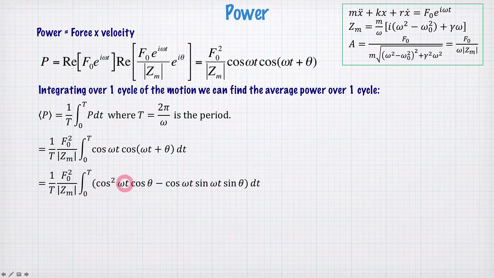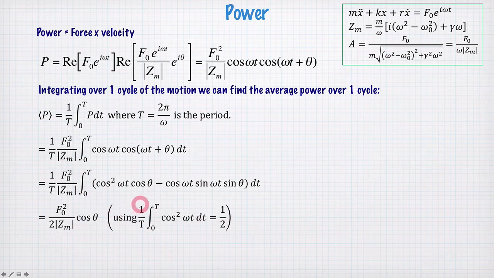The integral of cos squared omega t, however, is not 0, it has a positive area. So in fact, 1 on T integral from 0 to T of cos squared omega t is a half. So we can use that to replace the integral of cos squared omega t, and we get a factor of 2 down the bottom here and a cosine theta.